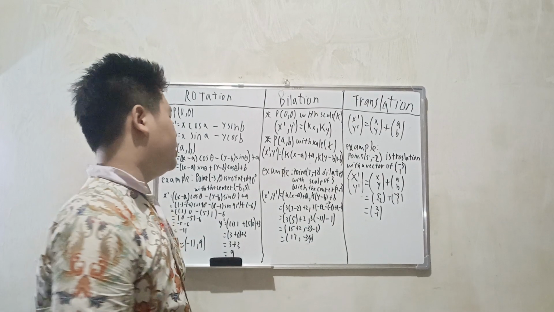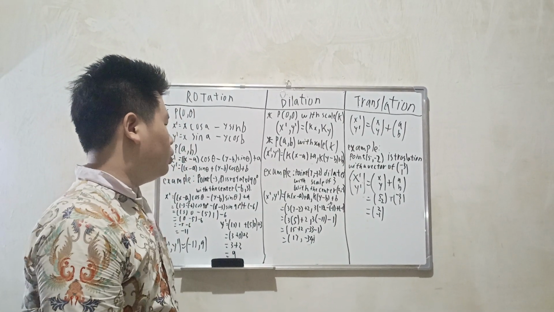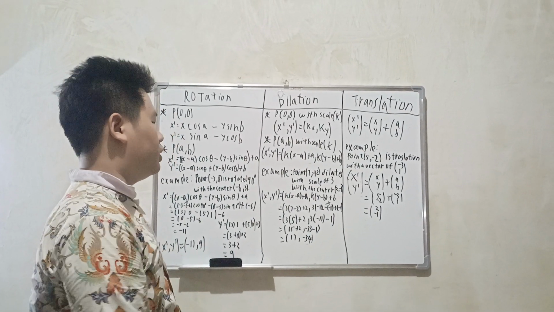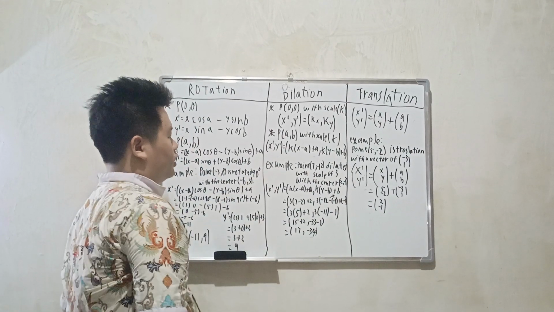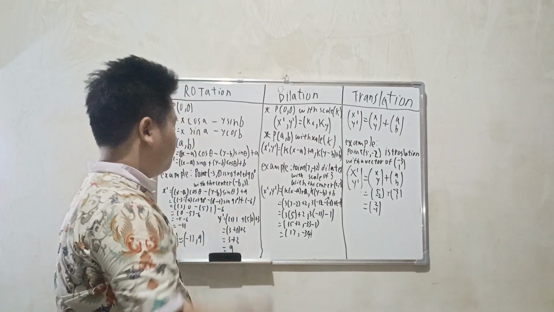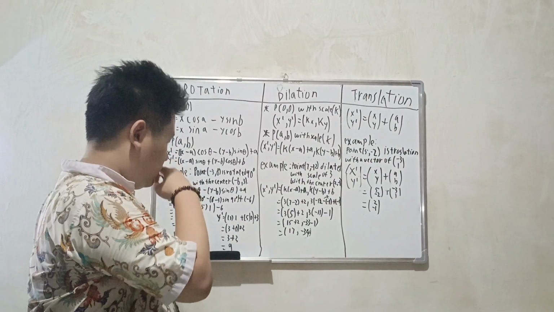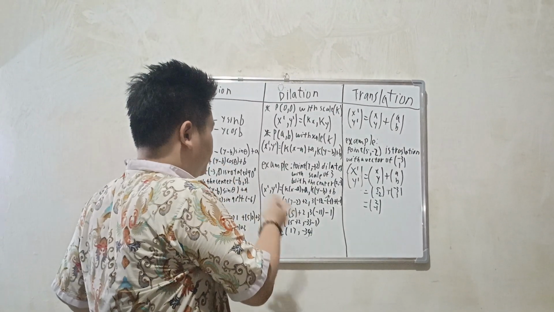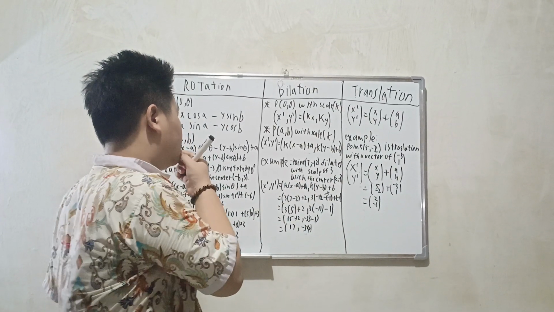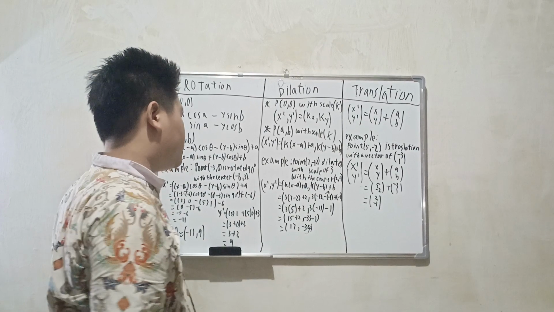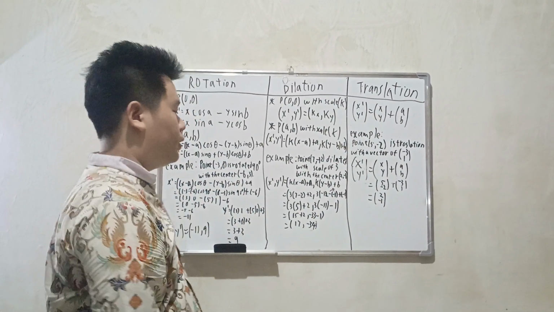Now let's move on to this example. Point 7, minus 12 is dilated with scale of 3 with the center 2, minus 1. So for this, we will be using the second formula to discover the image. So image x and y, we will substitute the question to the formula. So k being 3, x and y being 7 and minus 12, and a and b being 2 and minus 1.